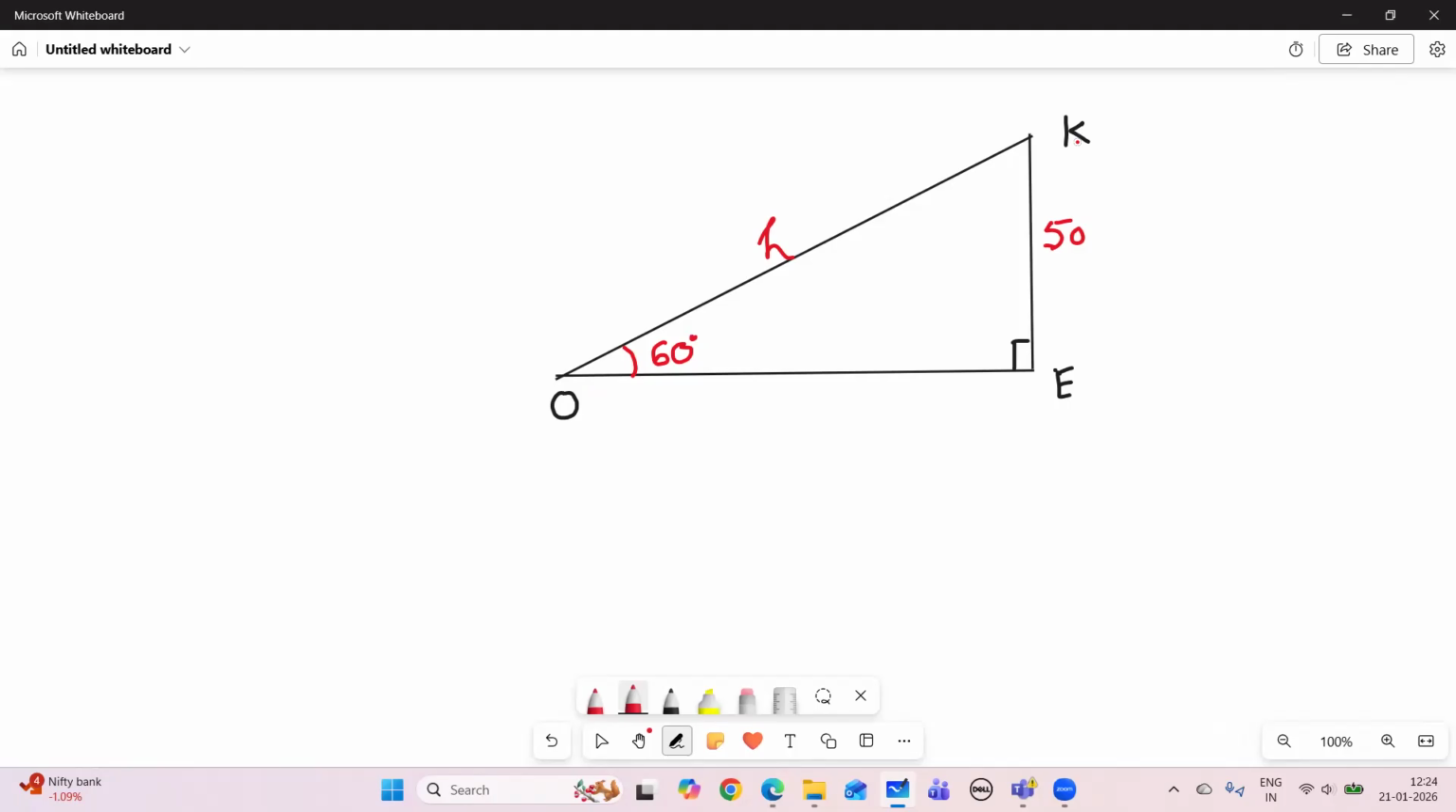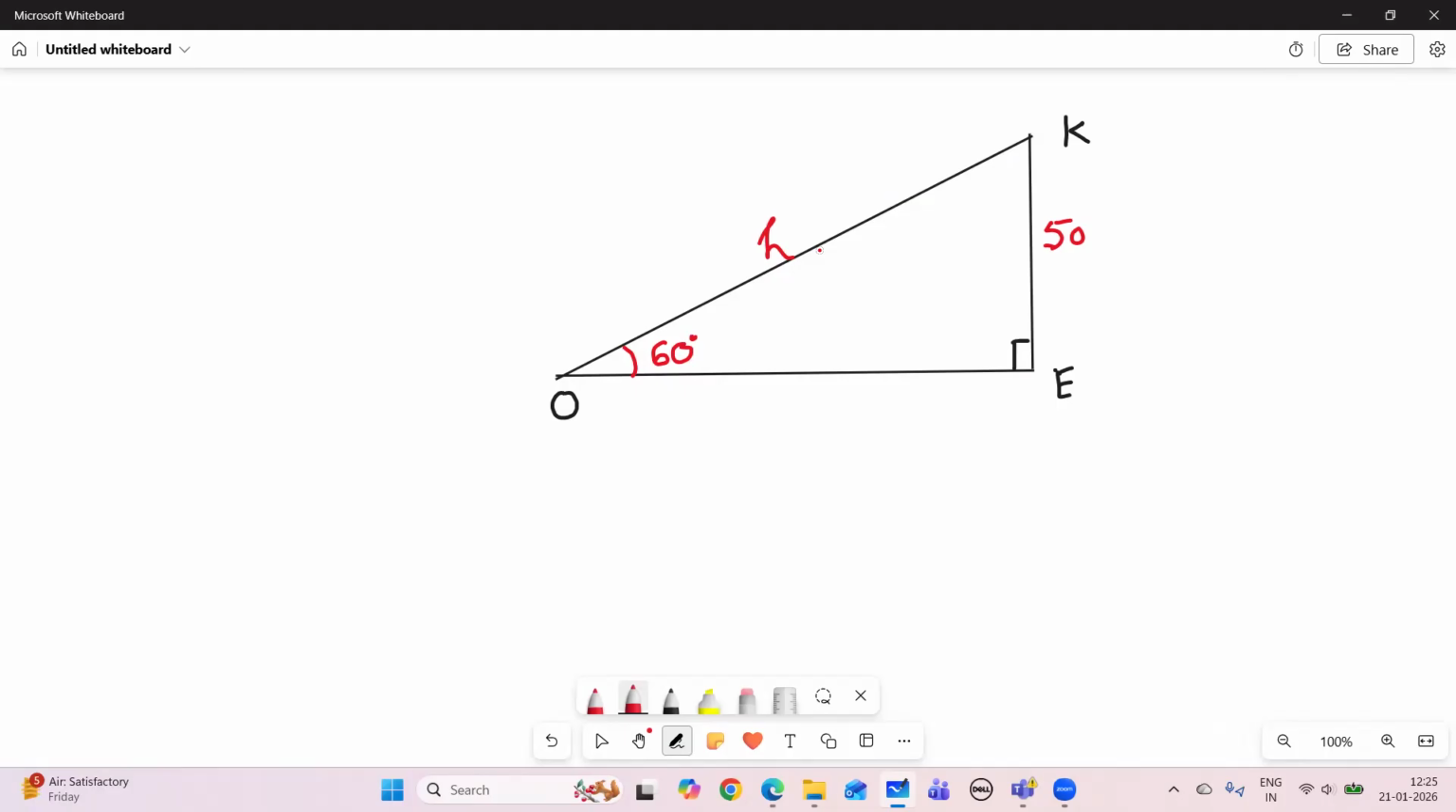And then let this kite be above the ground at the point capital E, right? So this KE becomes the height of the kite from the ground, and line segment KE becomes perpendicular to this horizontal line OE. And we are given that the angle of elevation at O of the kite K is 60 degrees. So this angle is 60 degrees. And this triangle OKE becomes a right triangle, because this angle is a right angle, that is 90 degrees.